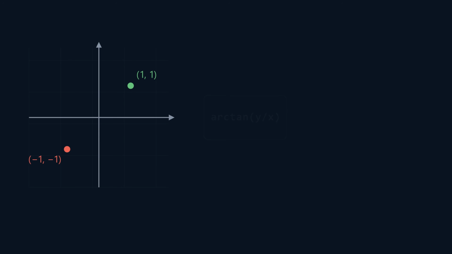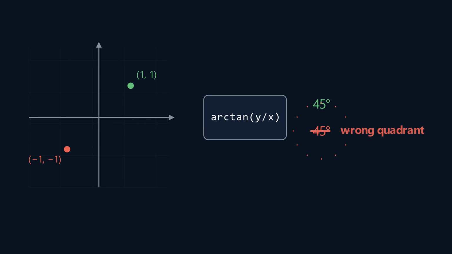Arctangent only knows the ratio y over x, but -1 over -1 gives the same ratio as 1 over 1. So arctangent cannot tell quadrant 1 from quadrant 3.